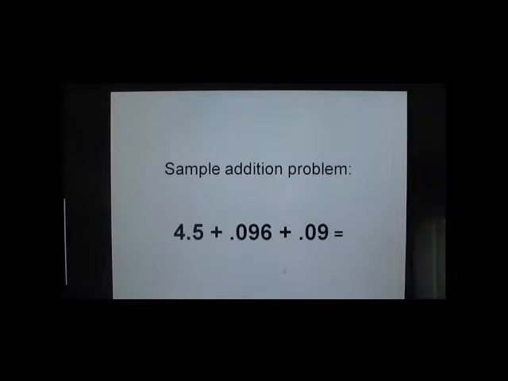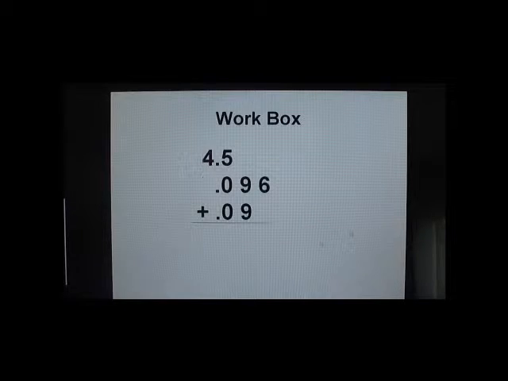Here's a sample problem. Notice the decimal points, and you would read this problem as 4.5, or 4 5/10, plus 0.096, or to read it correctly, 96 thousandths, plus 900ths. When we set up the problem, it needs to look like this. The central theme, the most important point, is to line up the decimal points. That gets the ones and the whole numbers on this side, the tenths all lined up, hundredths, thousandths, and so forth.